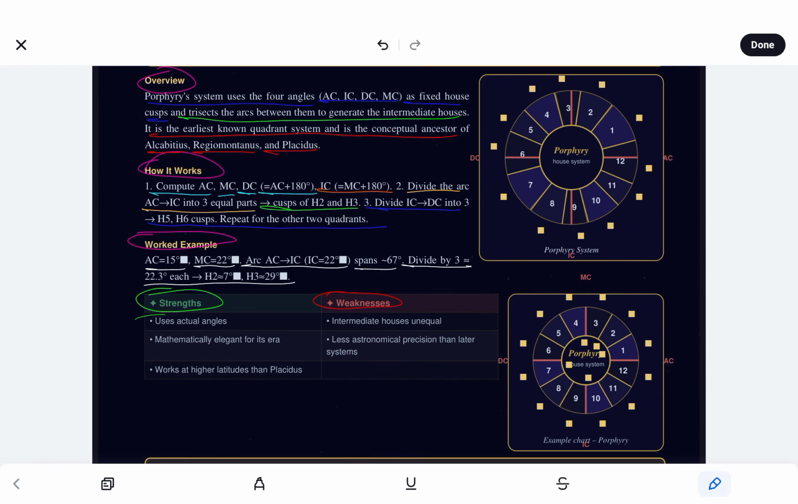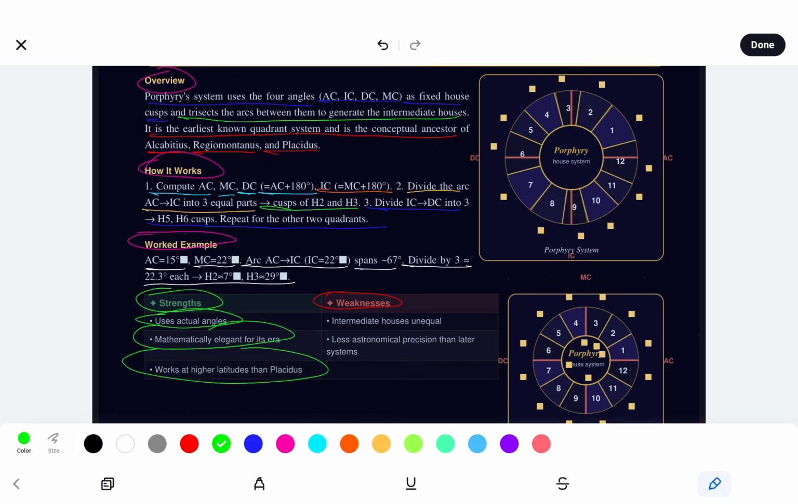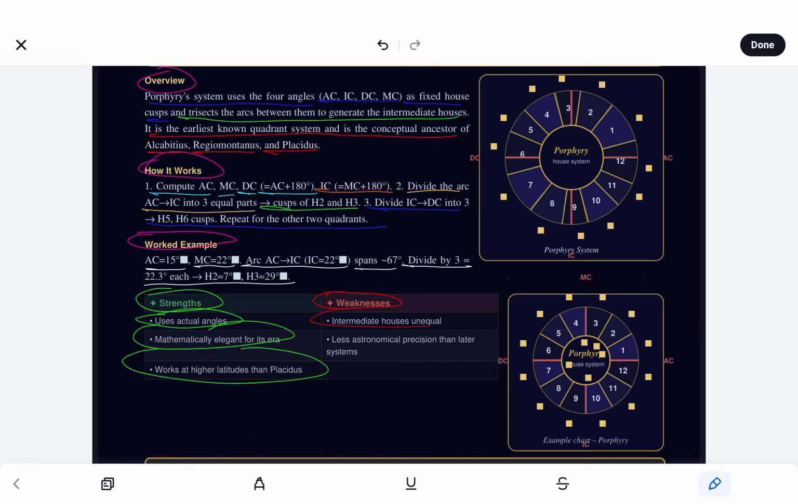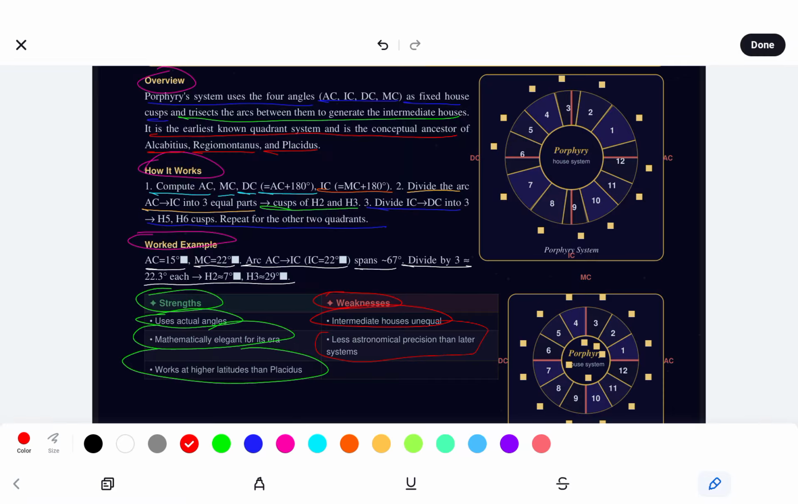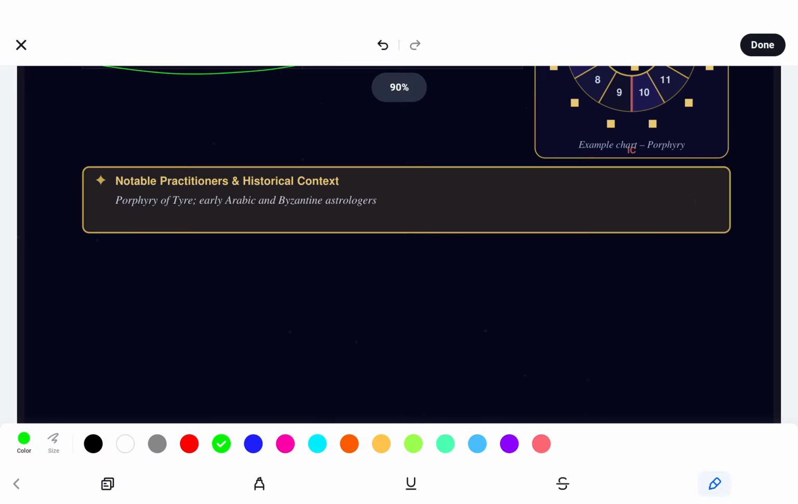The strengths: it uses actual angles, is mathematically elegant for its era, and works at higher latitudes and places. The weaknesses: intermediate houses are unequal and there is less astronomical precision than the later systems. And the notable practitioners: historical context, Porphyry of Tyre, early Arabic and Byzantine astrologers.